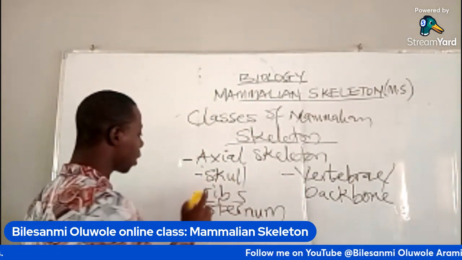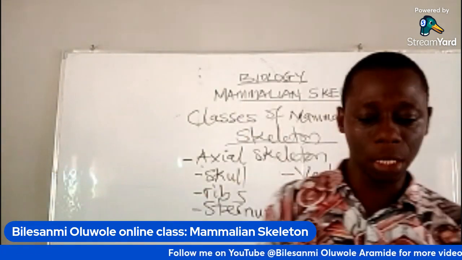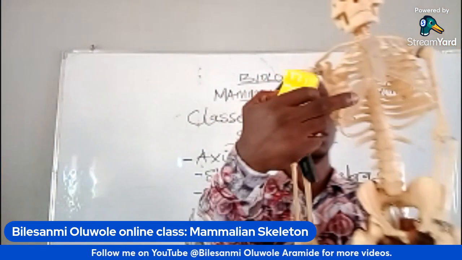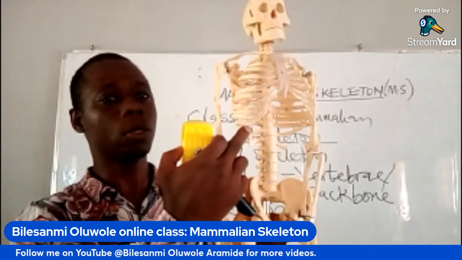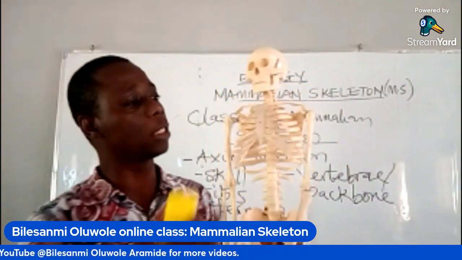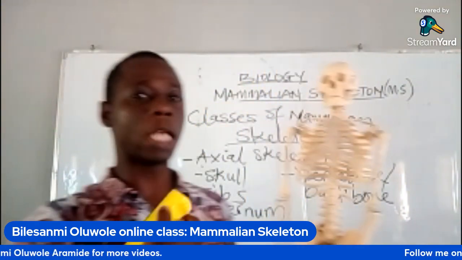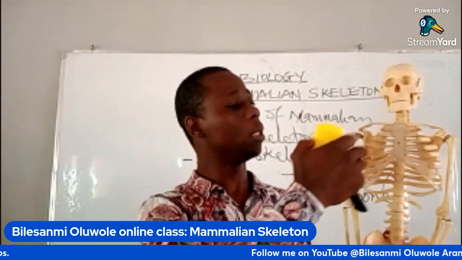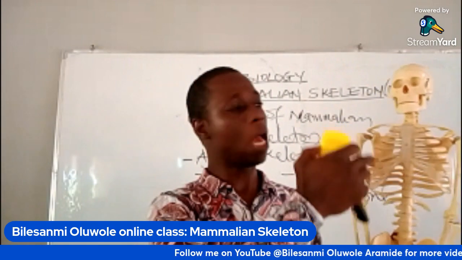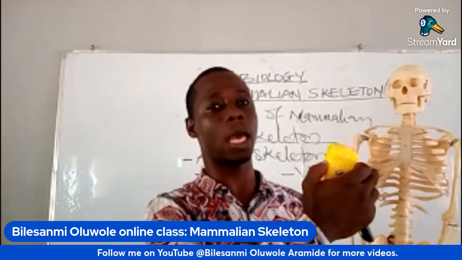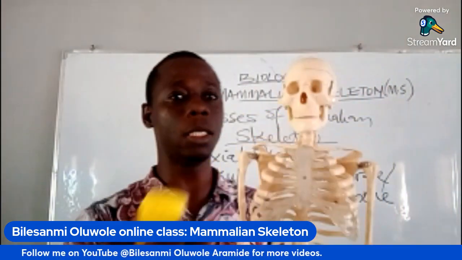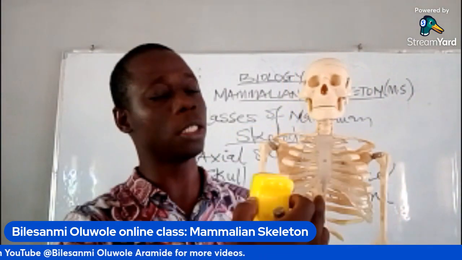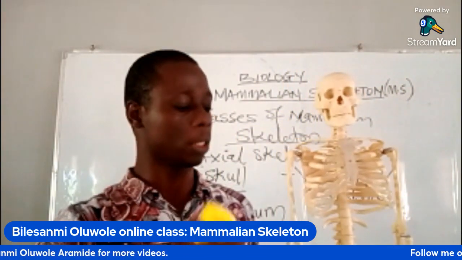Now let us talk about the ribs. This is the ribs, which is also part of the axial skeleton, and the sternum, which is our breastbone that is found in between the ribs. It is the one that joins the ribs together. That is what we refer to as the sternum, which is defined as our chest.